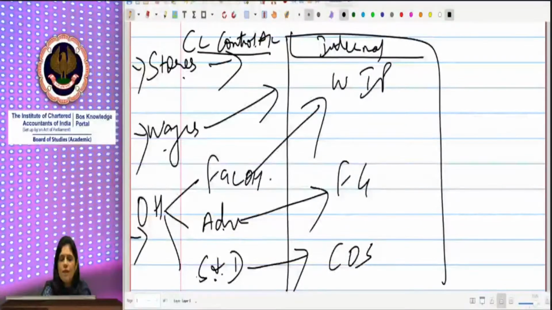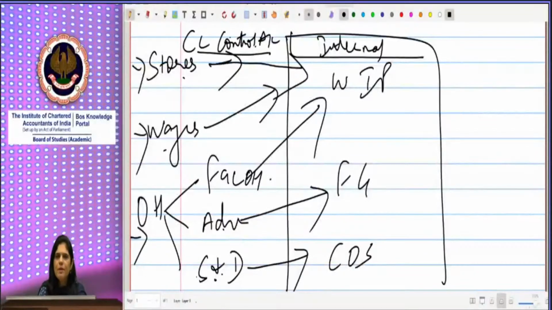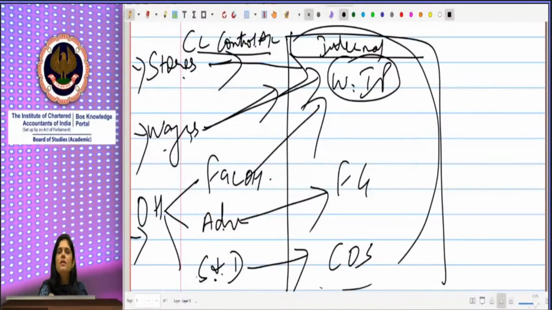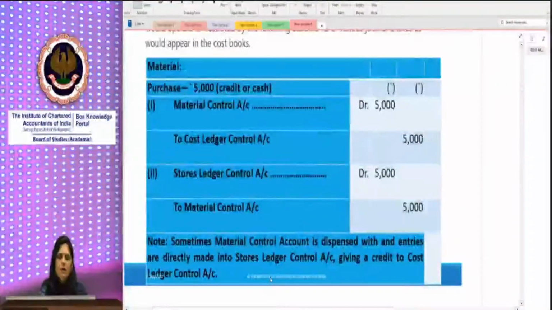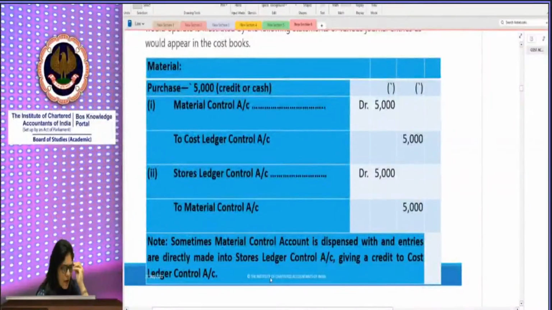Now, once it is going to WIP, what is the process? WIP is receiving, WIP debit to stores ledger. Wages are going to WIP, WIP debit to wages. So in the internal setup, internal transfer, cost ledger control account has no role. All right. So keeping this in mind, let us now understand the entries, how we pass. Okay. Any doubts so far?